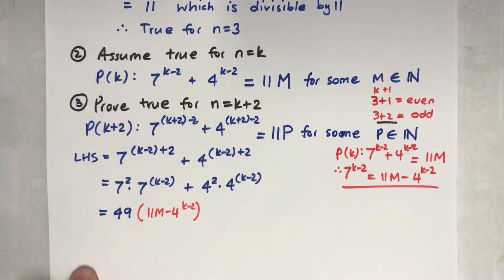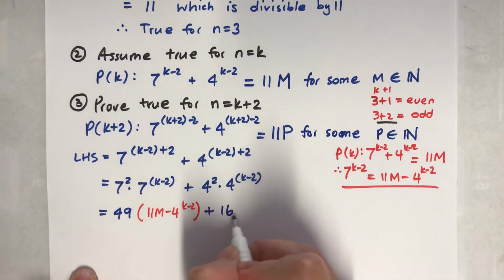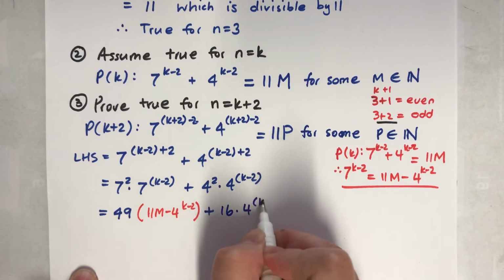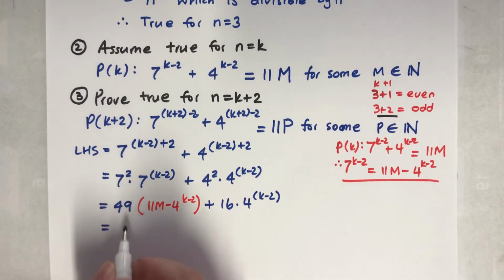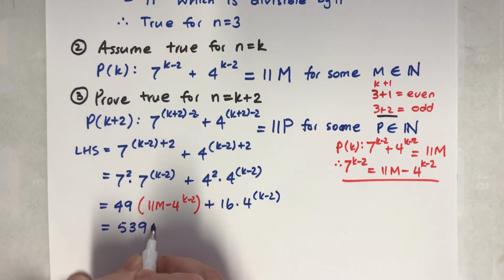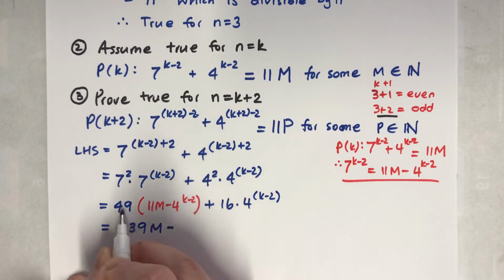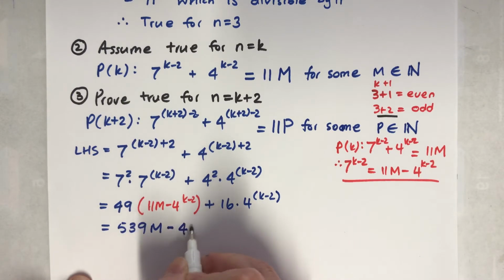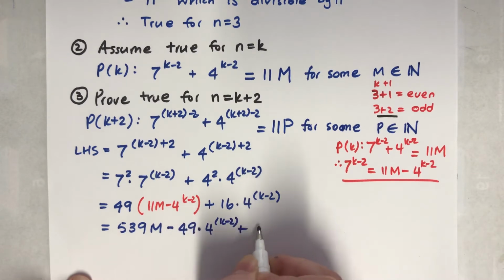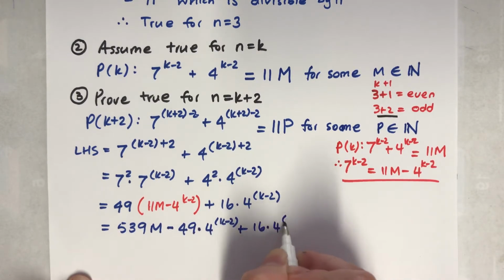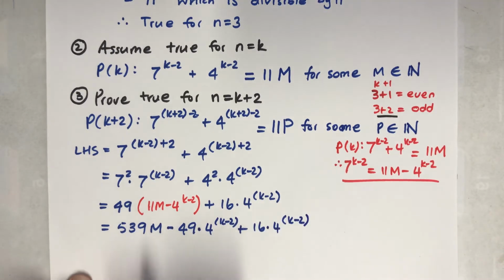Okay, and then plus 16 to the power of k minus 2. So if I times that, 49 times 11, I'll get 539m. Minus, don't times it, I'll go 49 times 4 to the power of k minus 2 plus 16 times 4 to the power of k minus 2. So I can see it's like collecting like terms, guys.